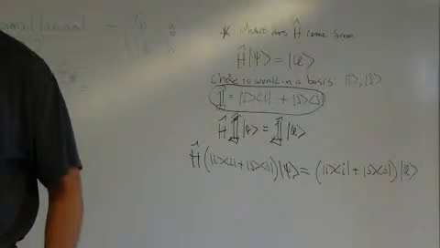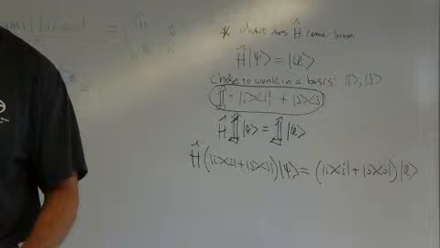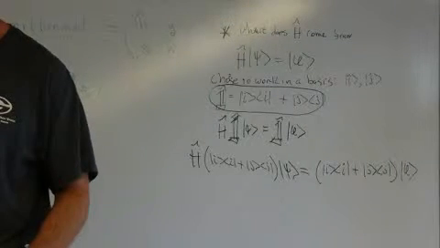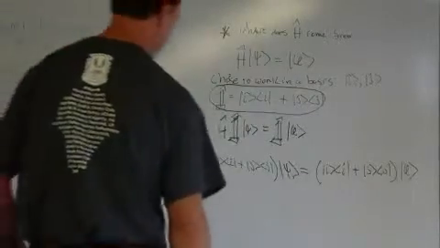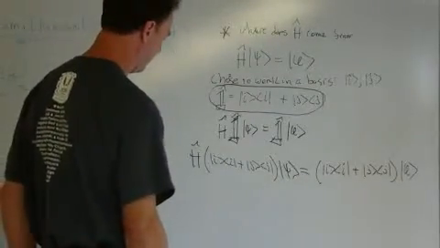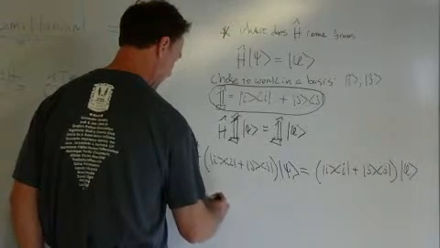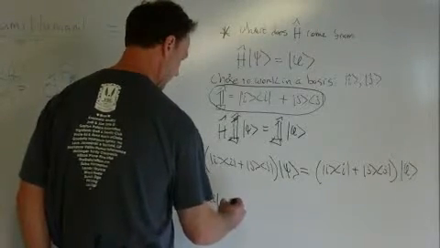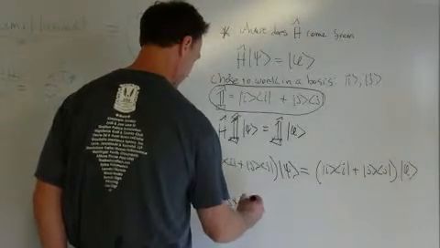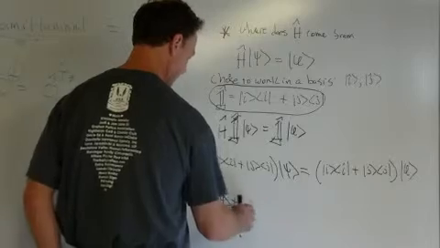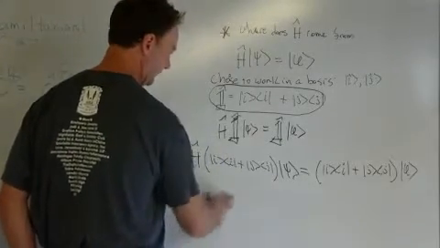Okay, so let's see if I can make sense of this. We have the Hamiltonian times psi in the I plus psi in the J. So this becomes H, I, psi, plus, well, actually, I don't want to do it like that. I just want to leave it like that. We can multiply it out. No, okay?